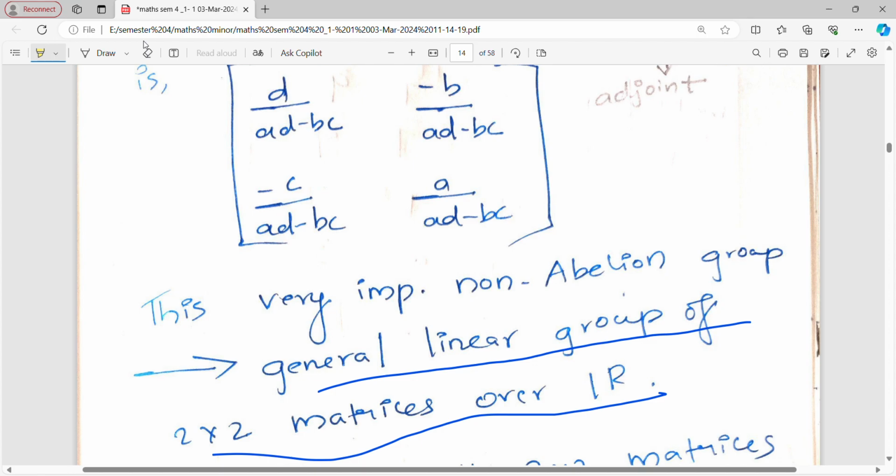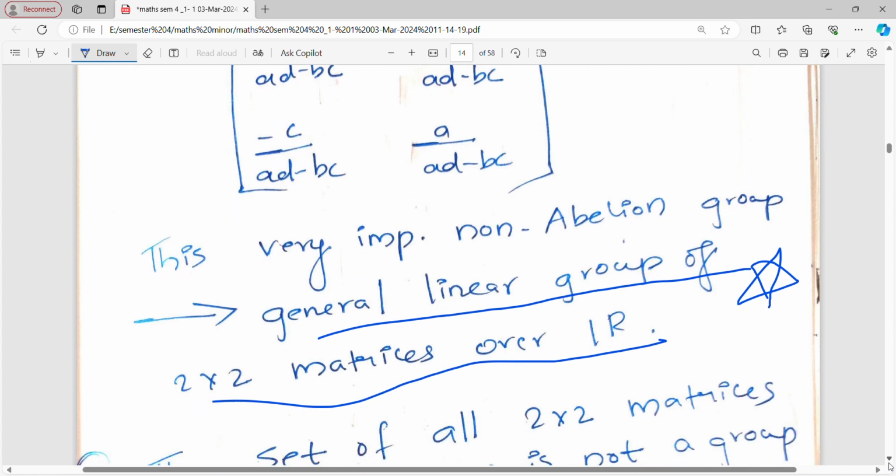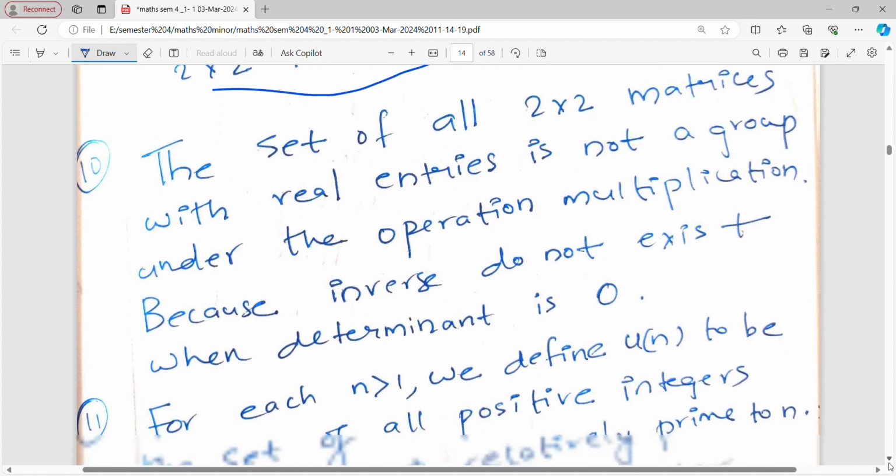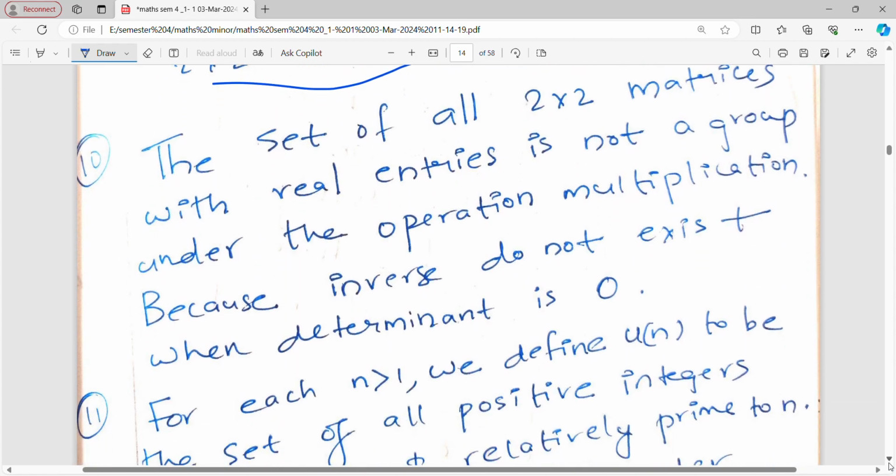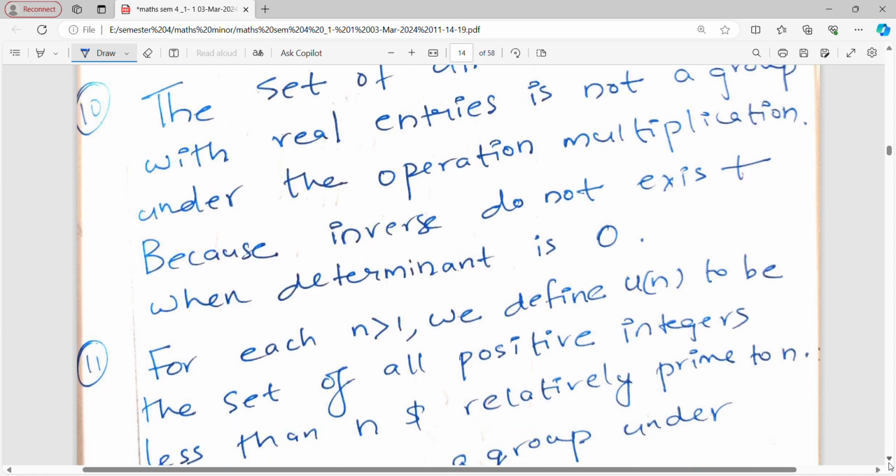So this is really important. General linear group of 2 by 2 matrices over R, that is, real numbers. General linear group. Now the 10th is: the set of all 2 by 2 matrices with real entries is not a group under the operation multiplication, because the inverse does not exist when the determinant is 0.